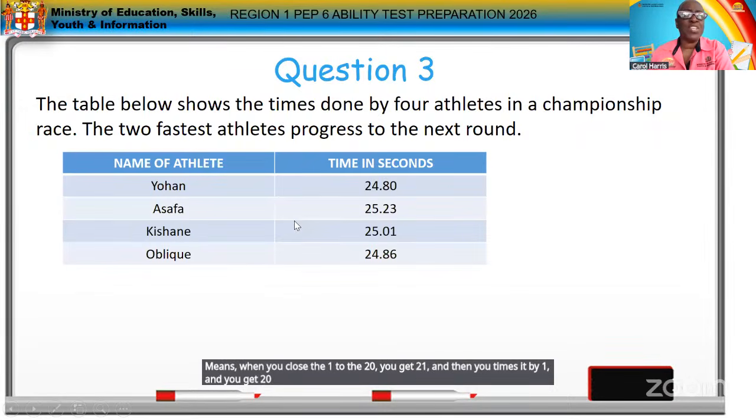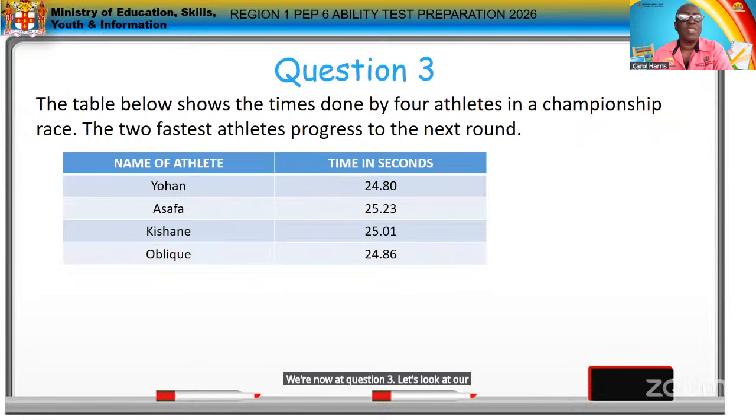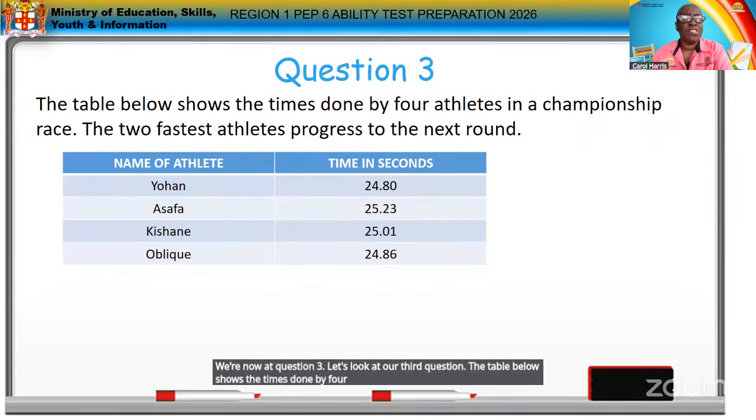We're now at question 3. Let's look at our third question. The table below shows the times done by 4 athletes in a championship race. The 2 fastest athletes progress to the next round.